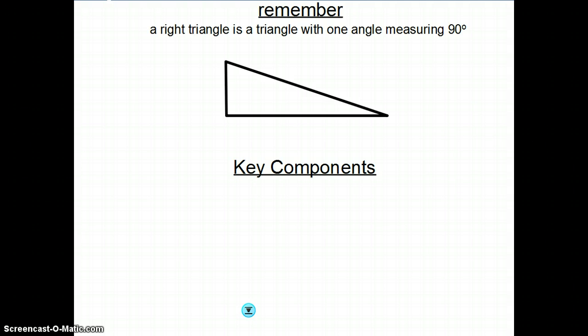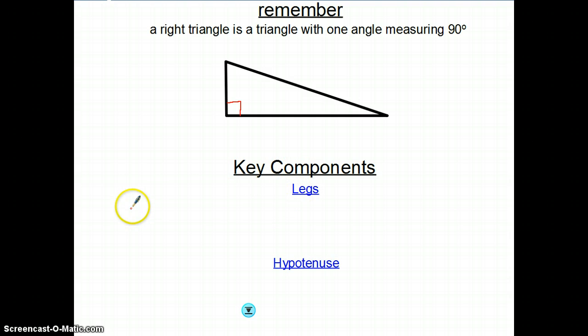In order to say that something is for sure a right triangle, you must be told so, and you might see a symbol like this one. That little square in the corner does notate that this is in fact a right triangle. If that's not there, or you aren't told anywhere else in the problem, then you cannot assume that a triangle is a right triangle.